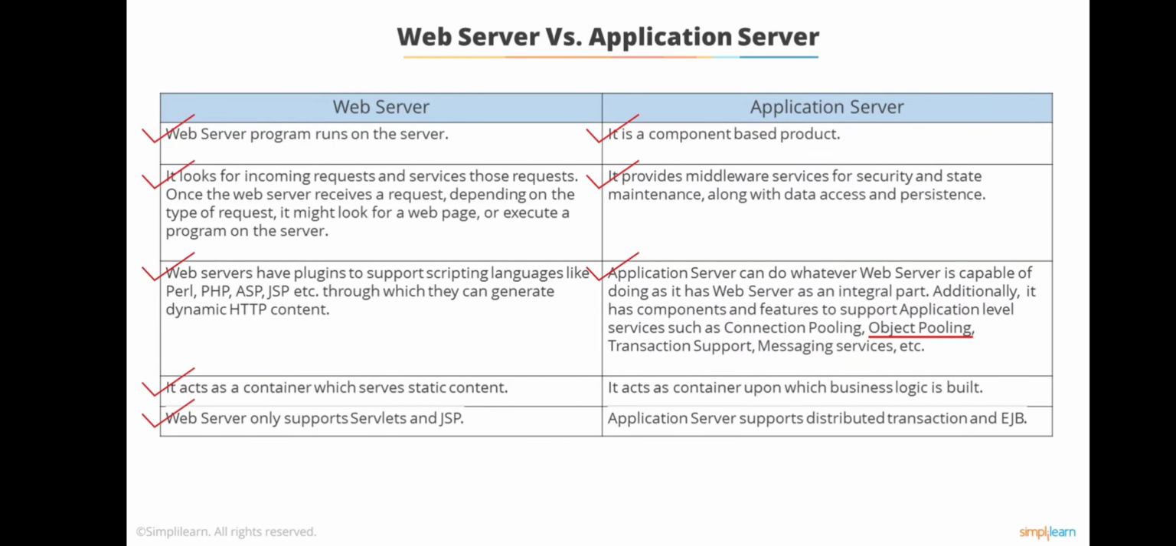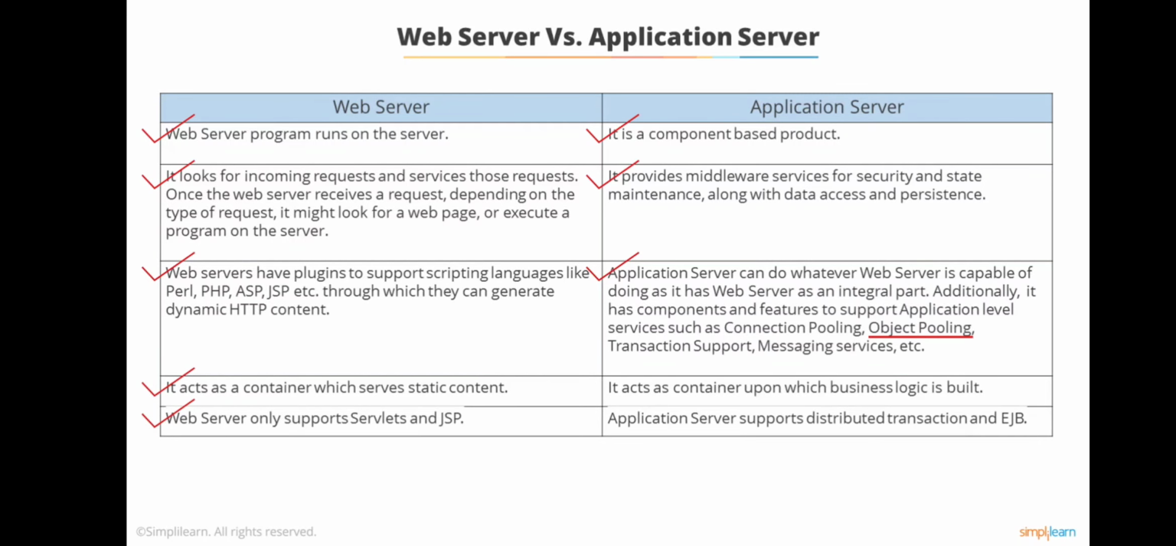Object pooling also: if you have some code on the server side and you want to generate objects out of it, you don't have to fire the constructor and initialize memory each time. It will just create an object and maintain it in a pool so that you can use it, and the object is sent back to the pool. This feature is given to you by the app server.